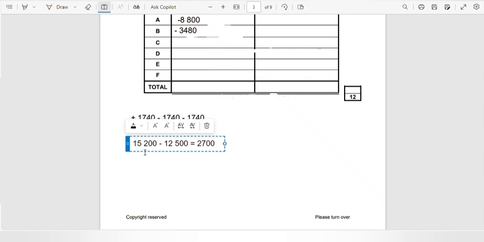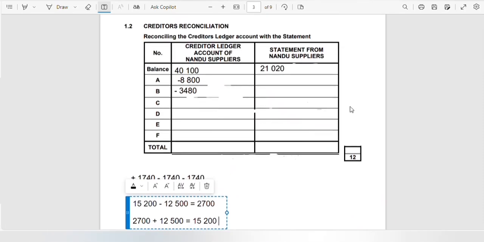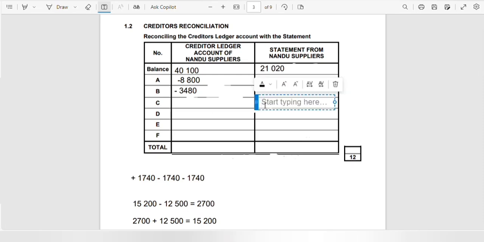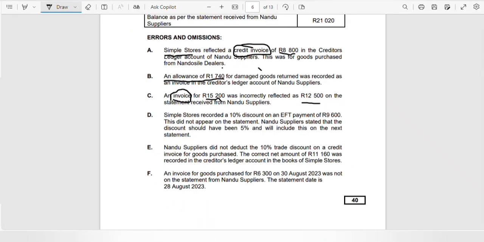For you to verify if our calculations are correct, you have to do this. You have to say 2,700 plus 12,500 is going to give you how much? It's going to give you 15,200. You have to verify if our calculations are correct, or for you to even understand more. So the correct amount to add here is how much? You're going to add 2,700. Thank you very much. I hope you understand, guys.